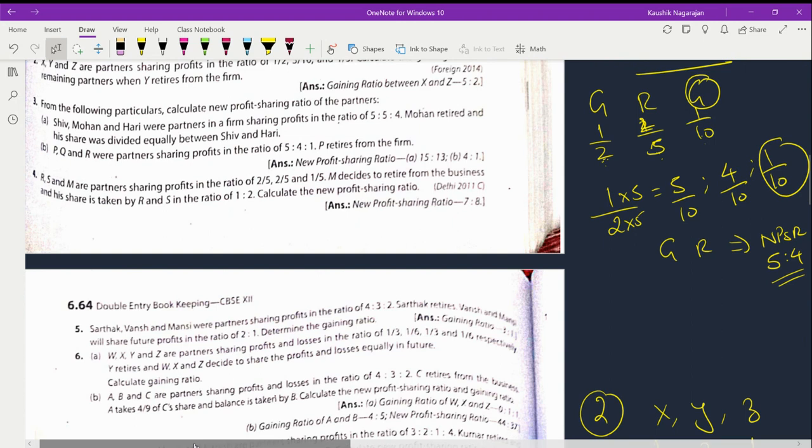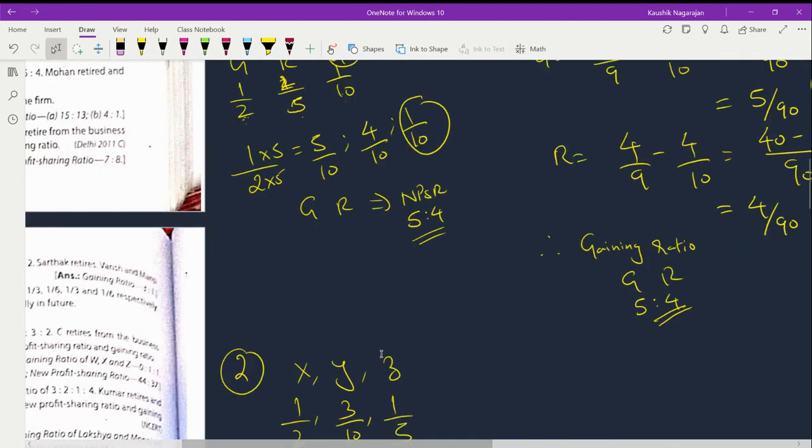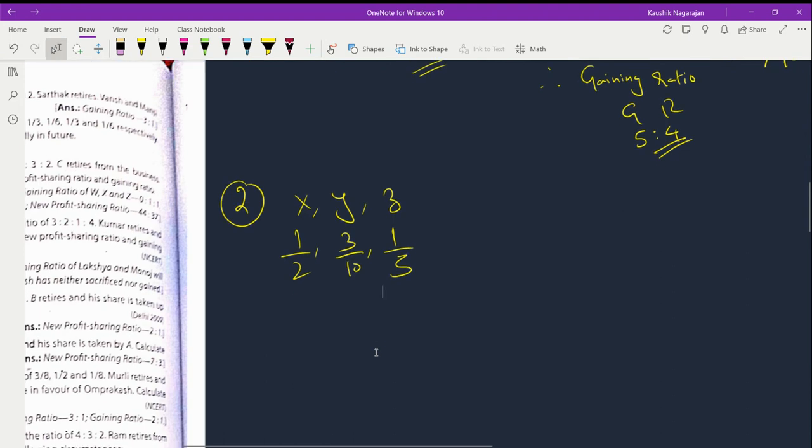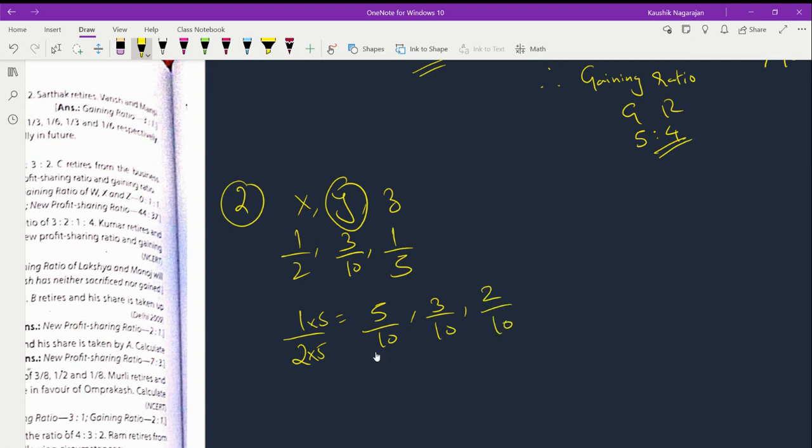Okay, not the NPSR. But remember, without NPSR, gaining ratio can't be found out. So it is understood that gaining ratio should be found only after finding out your new profit sharing ratio. So Y is retiring in this case. Okay, right. So convert the bases equally first. So 1 by 2, the 2 will be converted to 10 only. So multiply with 5 over here. So that means 5 by 10, 3 by 10, and 1 should be multiplied with 2, so this gives me 2 by 10.